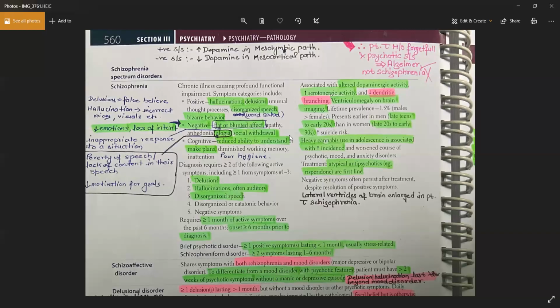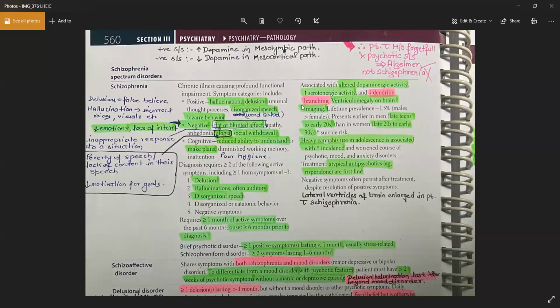And the negative symptoms are because of a high serotonin activity. Because of high serotonin in the mesocortical pathway, it decreases the release of dopamine, and that causes the negative symptoms. That's exactly what your atypical antipsychotics inhibit, the serotonin neurotransmitters. You will have a ventriculomegaly on the brain imaging.